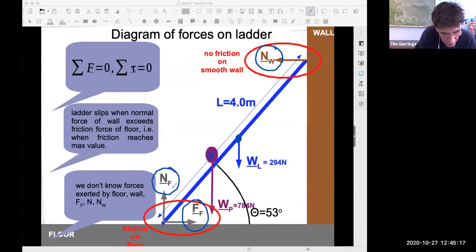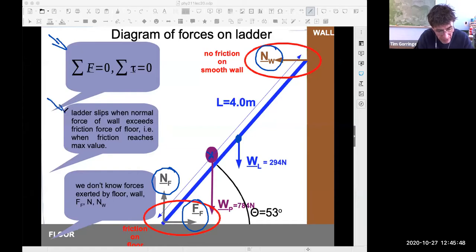I make some remarks over here on the left-hand side. This situation is equilibrium. The painter's standing on the ladder and the painter and ladder are at rest. So the sum of the forces and the sum of the torques must add up to 0 in this situation. It's rigid body equilibrium of the ladder.